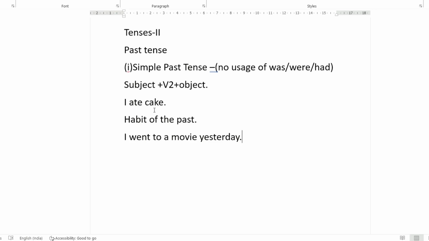So where all do we use simple past tense? A habit of the past, something which used to happen regularly in the past but now it's not happening, or a simple event of the past.